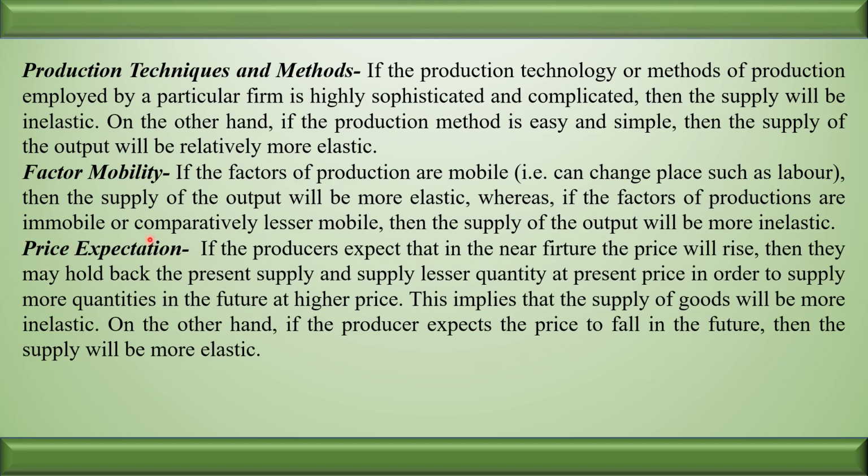Next is price expectation. If the producers expect that in the near future the price will rise, then they will hold back the present supply and supply a lesser quantity at the present price in order to supply more quantities in the future at a high price. This implies that the supply of goods will become inelastic. On the other hand, if the expectation of fall in price in the future is there, then the supply will be more elastic.